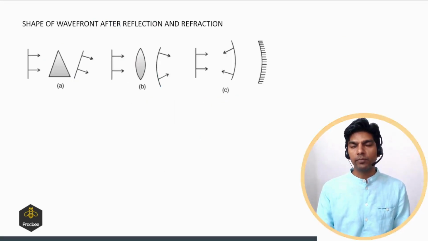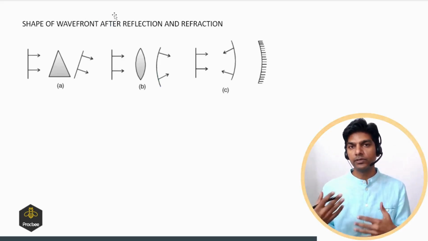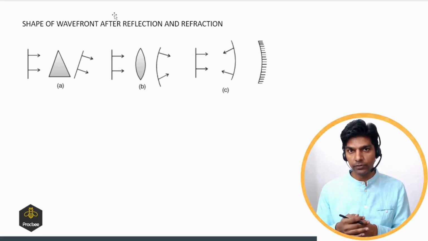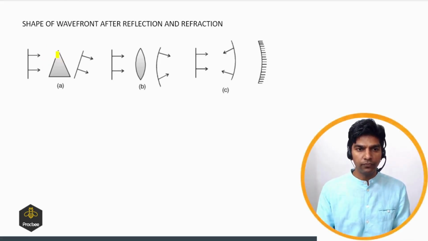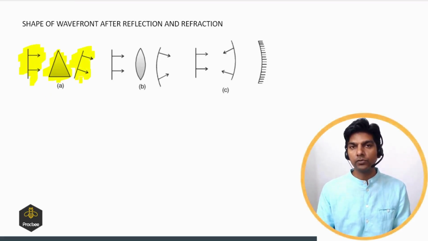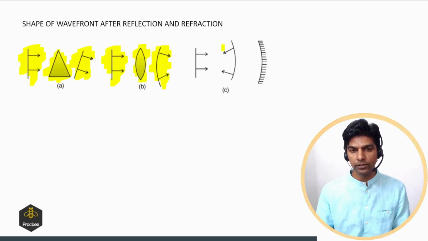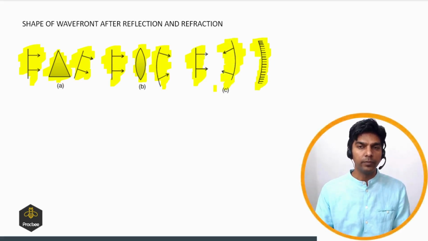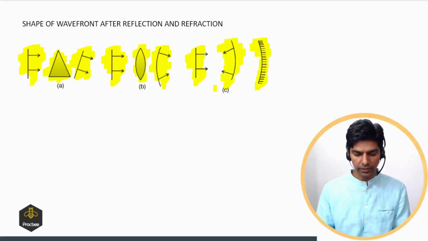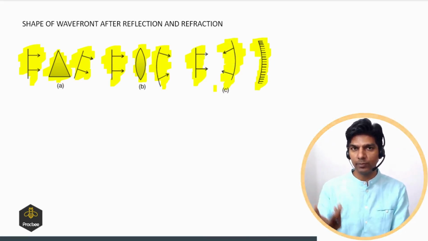Now the second problem type from Huygens principle is based on the emergent wavefront. What is the shape of the emergent wavefront? If you look at the first case, if we have a prism and we incident a planar wavefront, the emergent wavefront is also planar. But if we have a converging lens and the incident wavefront is planar, then the emergent wavefront will be spherical in nature. And in case of a spherical mirror, if the incident wavefront is planar, then the reflected wavefront will be spherical. So this you have to remember. There can be a qualitative question based on this. Let us see the same type of question.